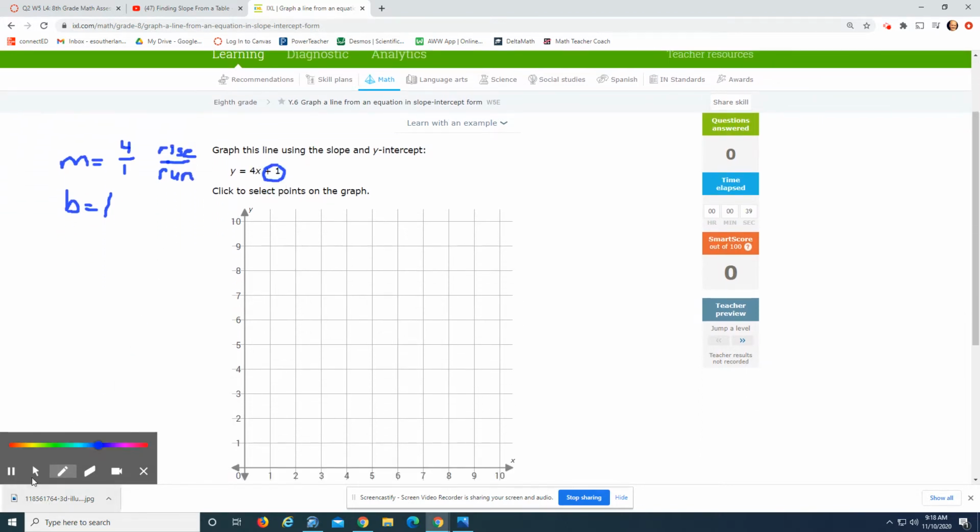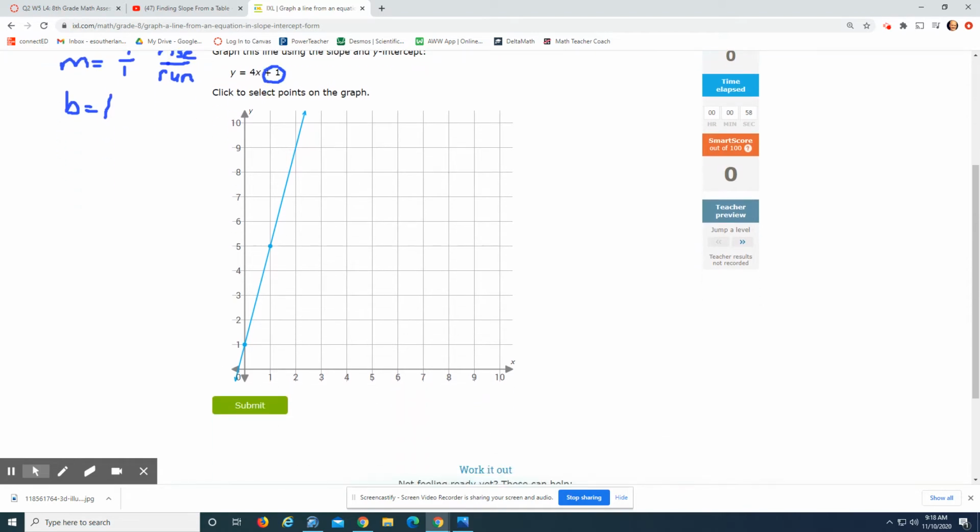So what you're going to do, the 1 tells you where to click on this line. So it tells me to click right there. The rise is 4, so I'm going to go up 1, 2, 3, 4. And then the run is 1, so I'm going to run 1. Notice how now I have a line, and that's all I've got to do.